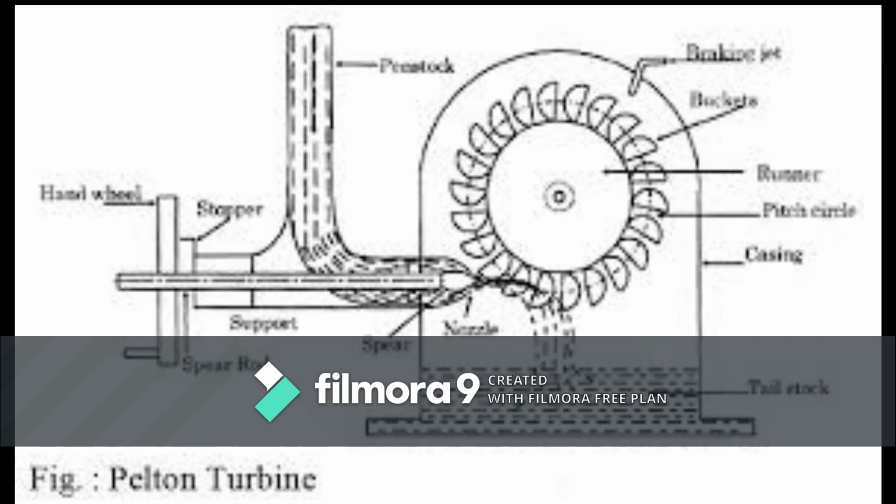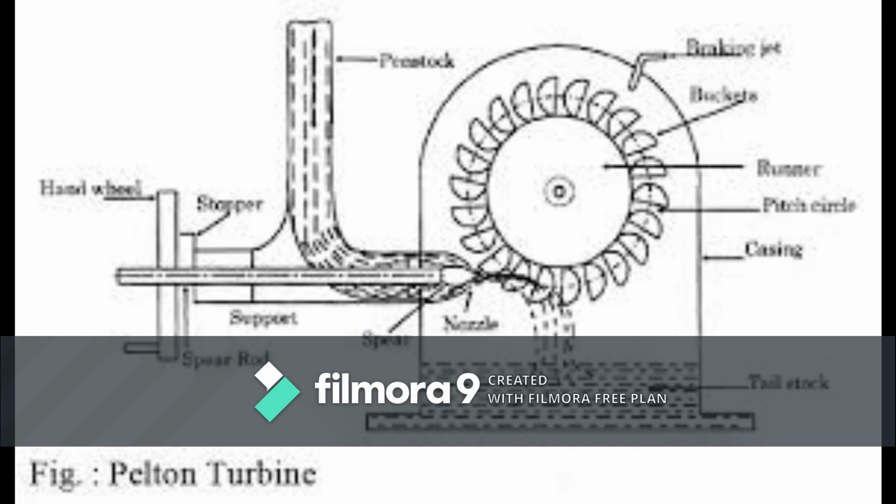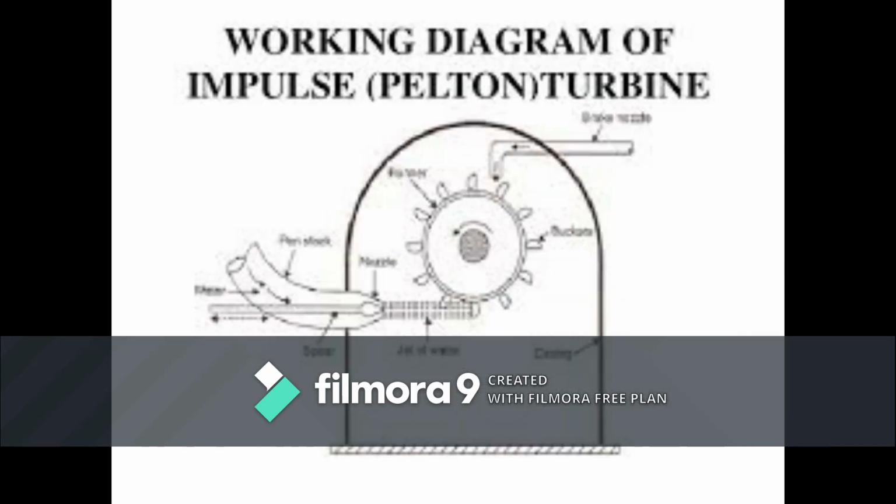Braking jet. After the Pelton wheel turbine is stopped, the wheel still tends to rotate. It's due to inertia. In order to stop the wheel from rotating, this braking drum is placed, so the wheel tends to stop. So this was the construction and working of the impulse turbine.